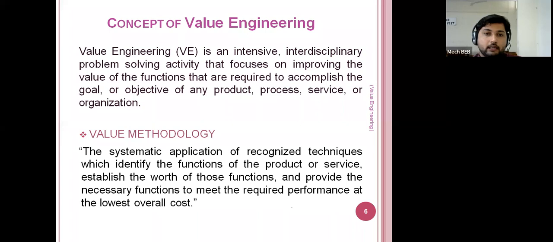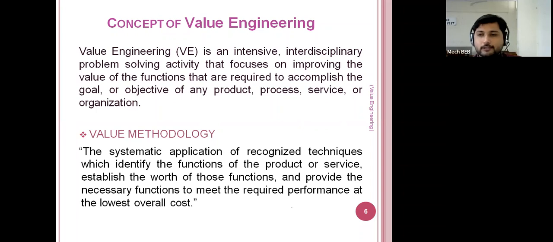Okay, so here value engineering is an intensive interdisciplinary problem-solving activity that focuses on improving the value of the functions required to accomplish the goals or objectives of any product, process, service, or organization. Okay, then value methodology. Now, the methodology used to understand the values of a product will be considered a value methodology.